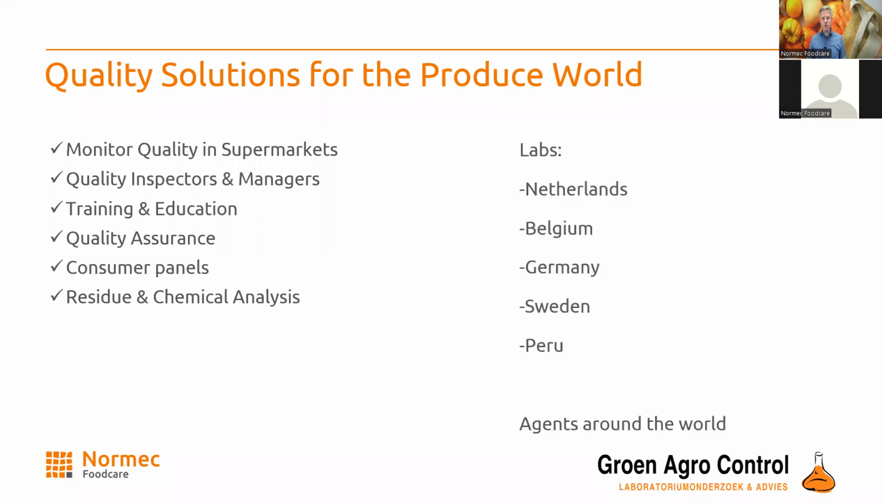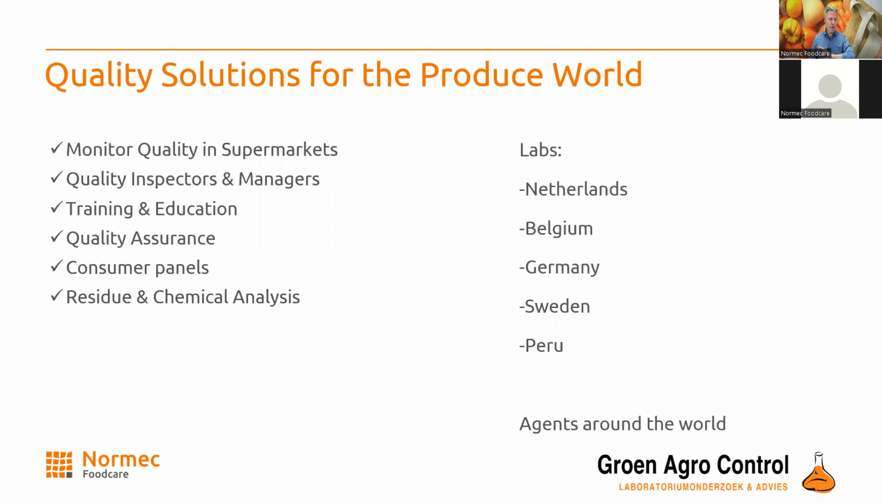Now, our locations, we're in different parts of the world. Mostly the Netherlands and Belgium. We also have a lab in Germany, in Sweden, and Groen Agro Control has a lab in Peru. And in addition to that, we have a global network of agents that we also work very closely with, which gives us the opportunity to also support you if you're in Mexico, in Colombia, Ecuador, or pretty much anywhere else in the world.